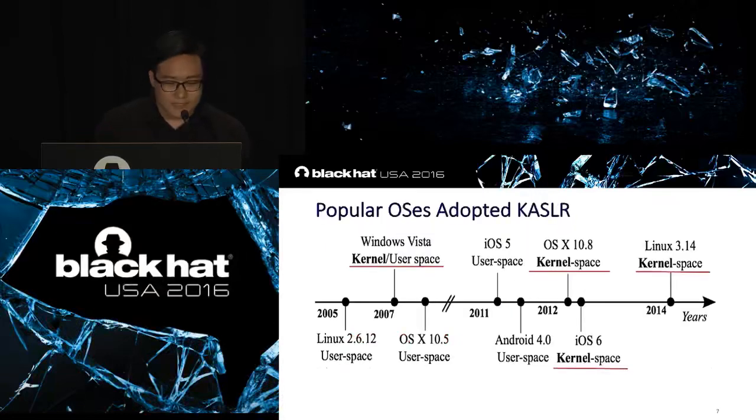Because of its effectiveness, modern operating systems have adopted kernel ASLR. Microsoft Windows was the first to adopt kernel ASLR in 2007, starting from Windows Vista. Then both OS X and iOS adopted it in 2012, which made jailbreaking harder. Finally, it was pushed into the mainline Linux kernel starting from version 3.14 in 2014.